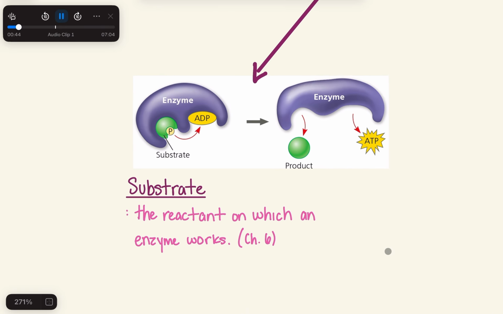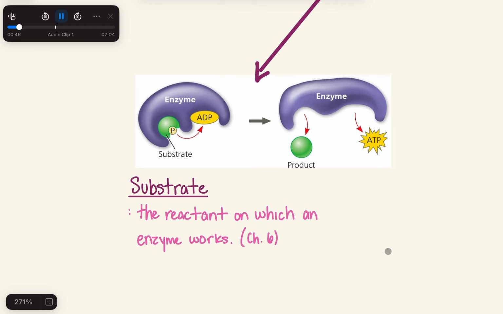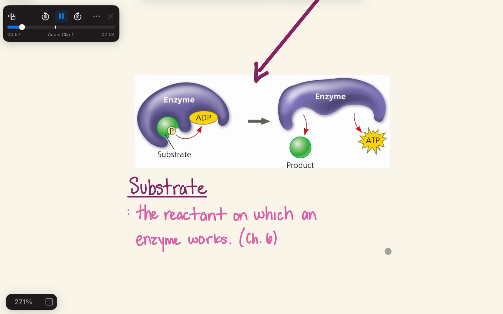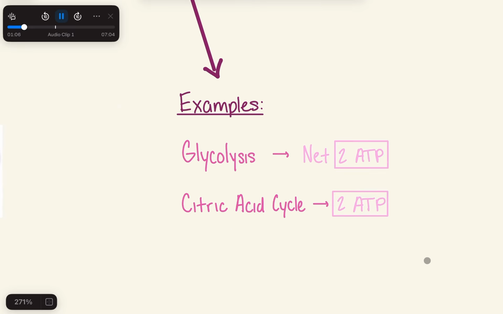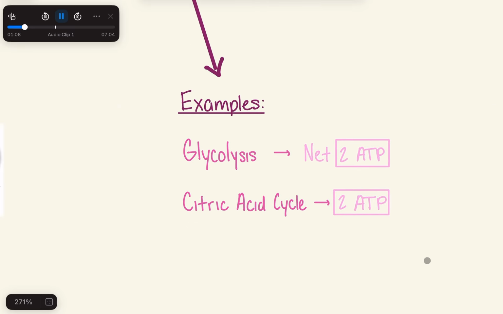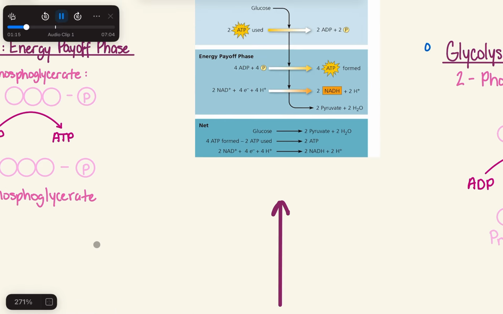In an easier way to understand that, a substrate, or the reactant on which an enzyme works, will activate the enzyme to create ATP. It is a very direct and quick process in the creation of ATP. Two examples of substrate level phosphorylation are glycolysis and the citric acid cycle. And we'll focus on glycolysis, specifically the energy payoff phase.